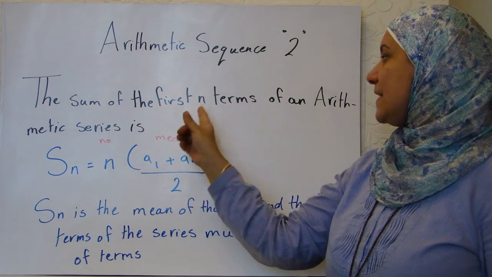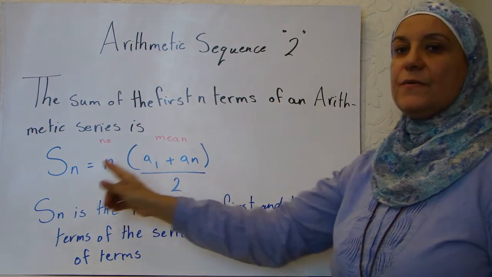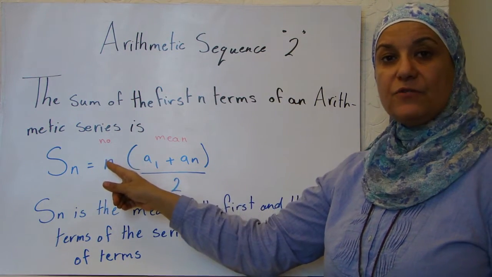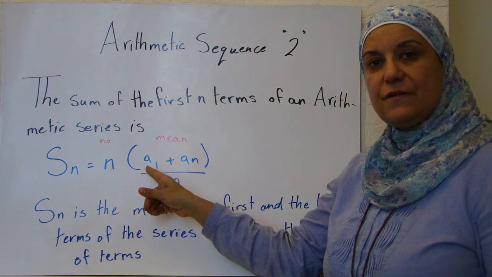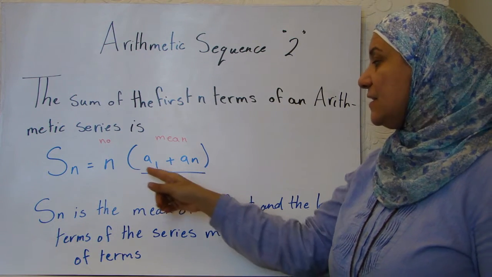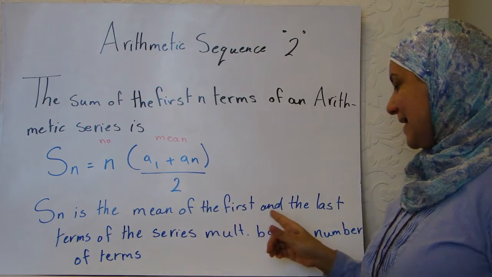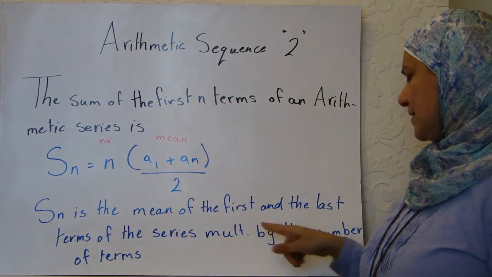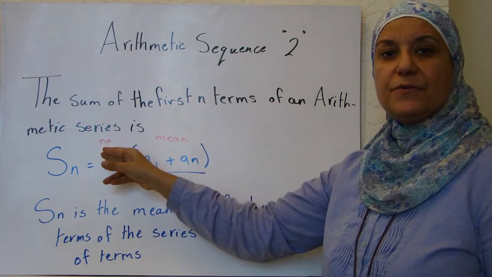The sum of the first n terms of an arithmetic series is given by this rule: Sn, the sum, equals n, the number of terms you want to add, multiplied by a1, the first term, plus an, the last term in the series you want to add, divided by 2. So Sn is the mean of the first and the last terms of the series, multiplied by the number of terms. The mean multiplied by the number.